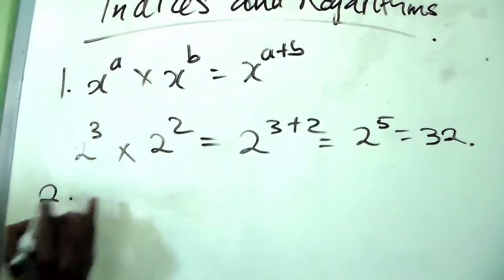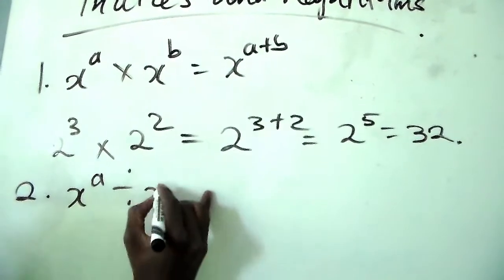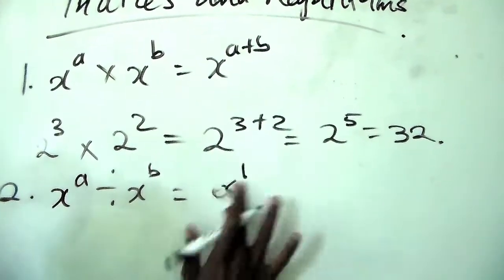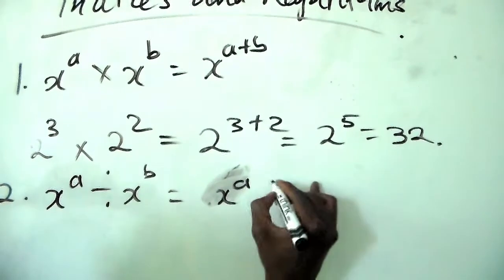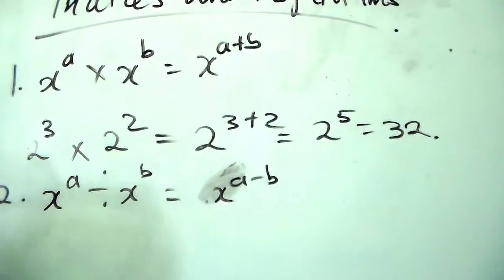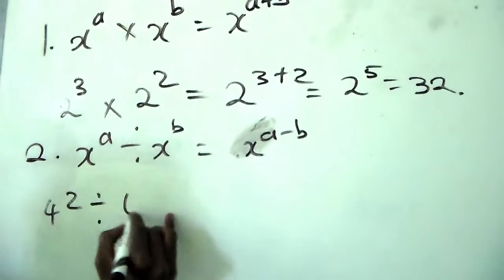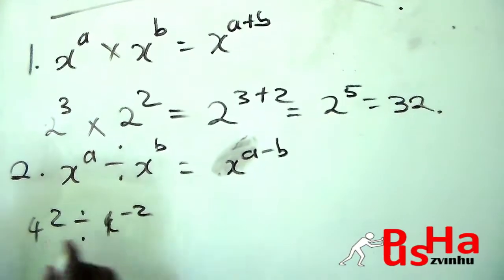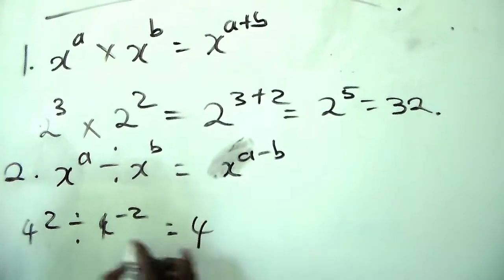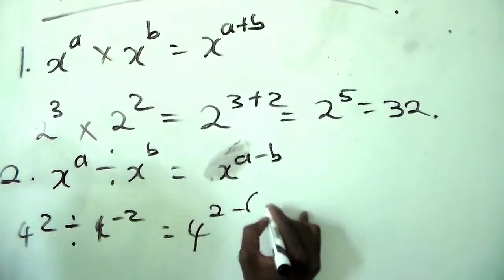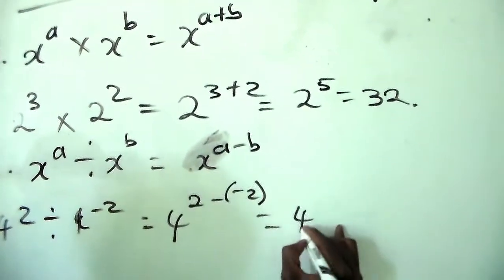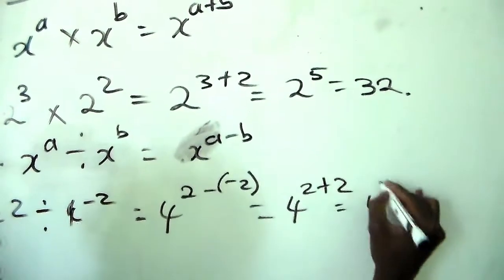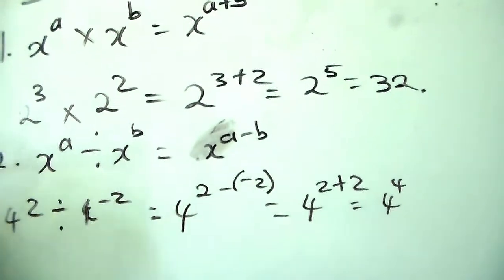Then the second law of indices is when the base x to the power a is divided by the same base x to the power b, which will give us x to the power a minus b. So for example, we have 4 to the power 2 divided by 4 to the power minus 2. In this case, we are going to be using this example. We have the same base, which is 4. Then we subtract the powers, which is 2 minus minus 2, and minus and minus give us plus. So which is 2 plus 2, which is equal to 4 to the power of 4. Then we solve it further. That's the second law of indices.